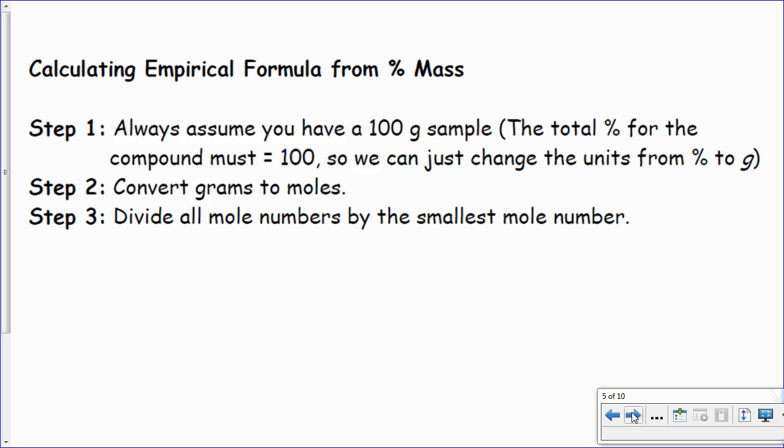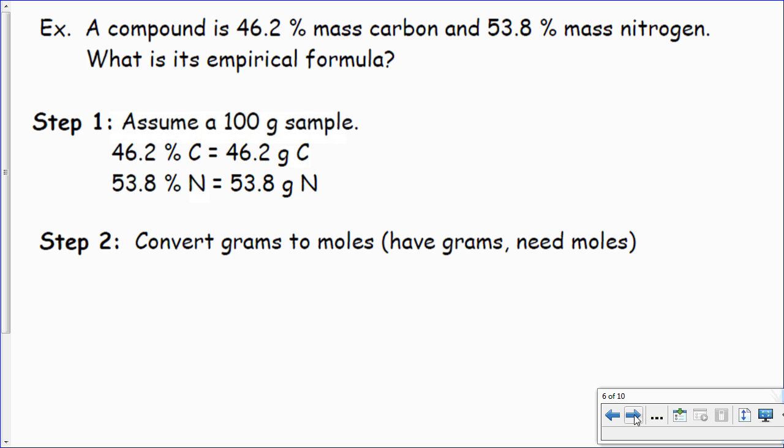And then we're going to divide all the mole numbers by the smallest mole number to get the formula for the empirical compound, the empirical formula. So here's an example of what you might see. A compound is 46.2% by mass carbon and 53.8% by mass nitrogen. What is its empirical formula?